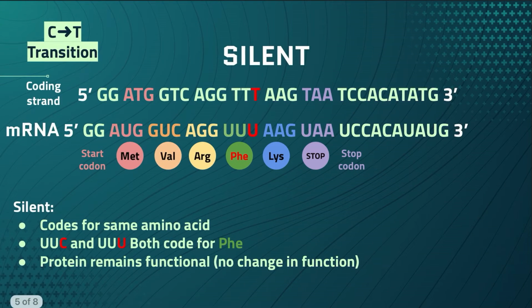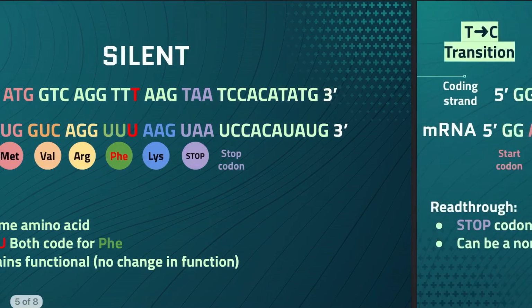Next, we have silent mutation. For this specific example, we're going to be changing the C to a T, which is a transition. After we changed it, it's still coded for phenylalanine. The UUU and the UUC, which was previously here, both code for phenylalanine. Since they both code for the same amino acid, the protein remains functional since there wasn't really much change in the function of the protein.